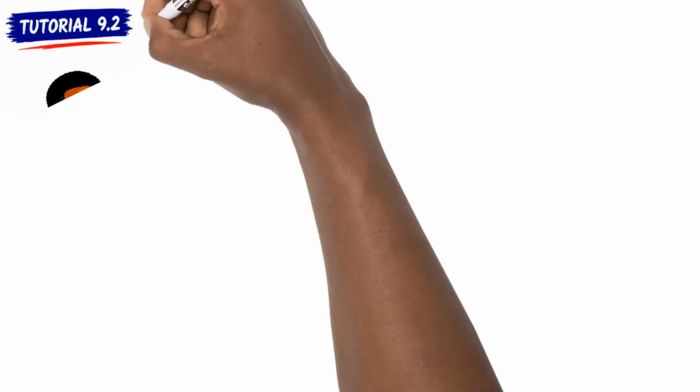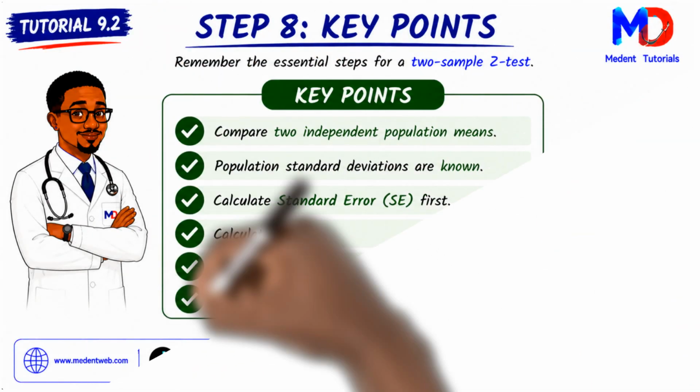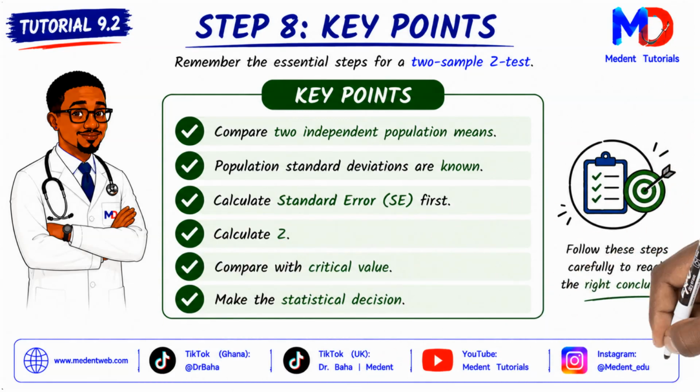Now, remember these key steps whenever you solve a two-sample z-test. Compare the two independent means, calculate the standard error, compute the z-statistic, compare it with the critical value, and then make your statistical decision.